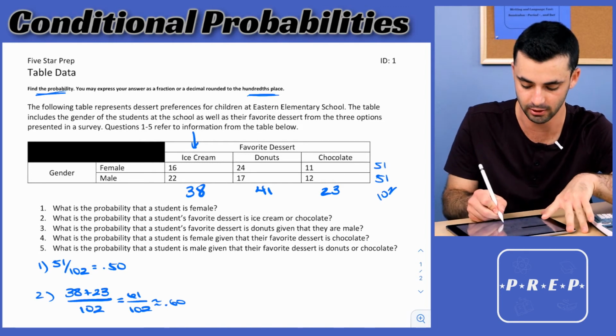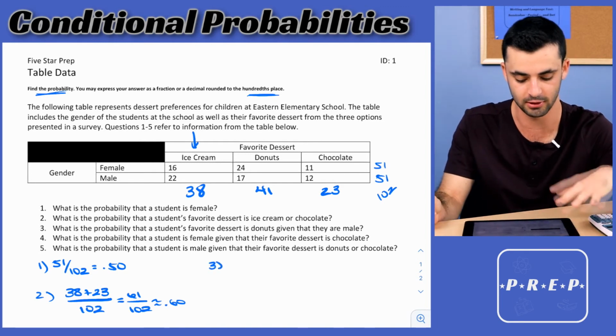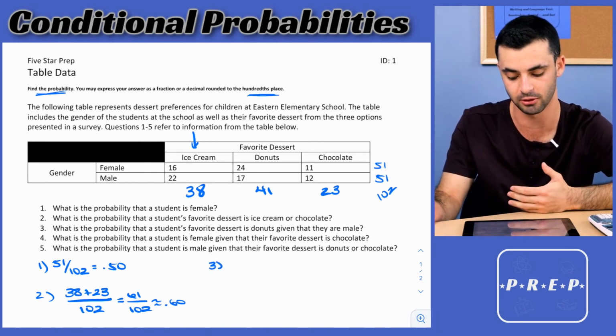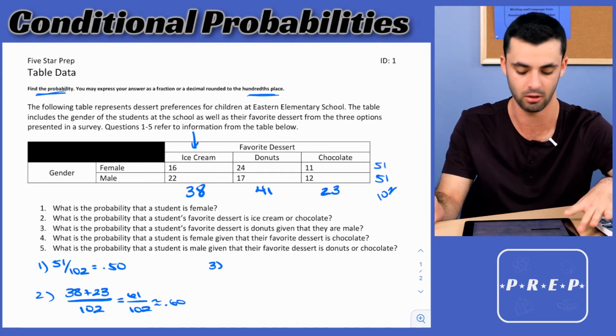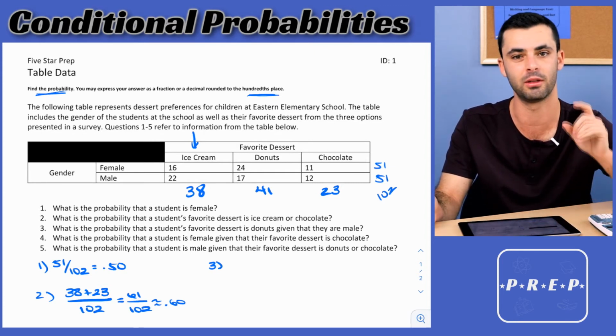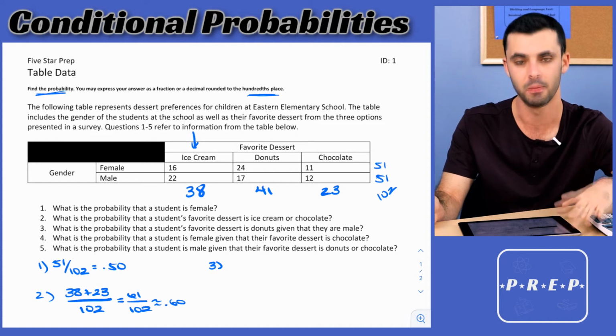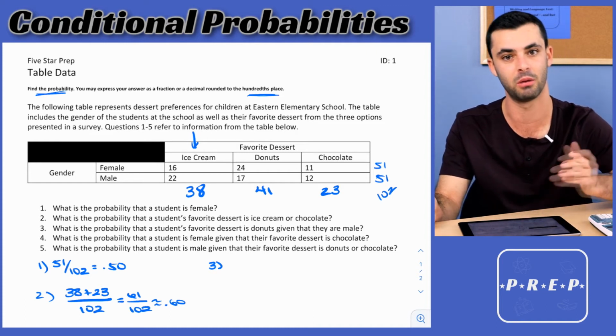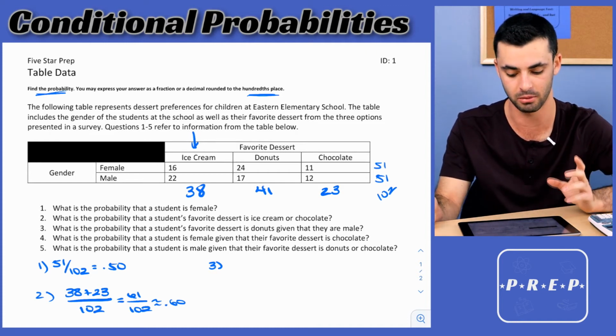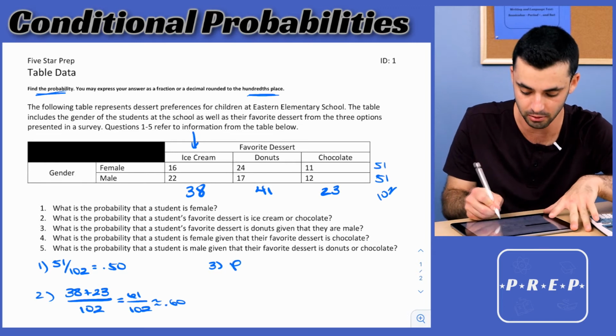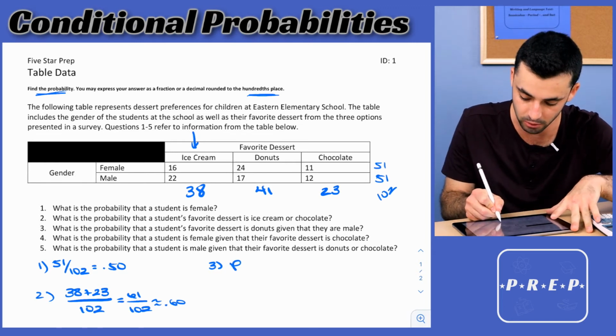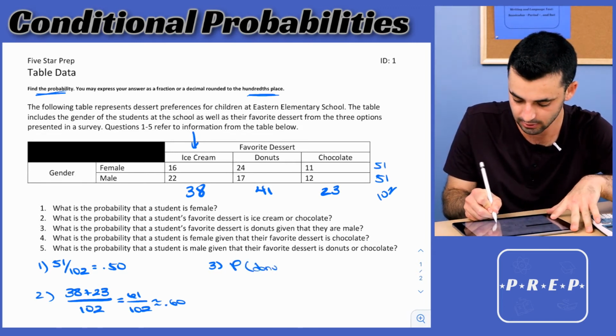What about 3? Question 3 here says, what is the probability that a student's favorite dessert is donuts given that they are male? So we can rewrite this if we think back to the formula P of A given B equals probability of A and B over the probability of B. That would be the probability of donuts given male.